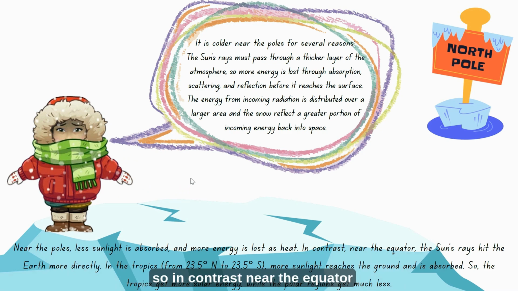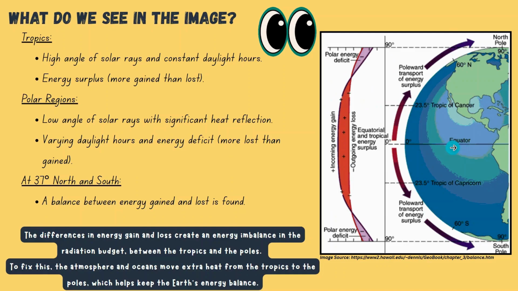In contrast, near the equator, the sun's rays hit the earth more directly, and also at the tropics. More sunlight reaches the ground and is absorbed. So your tropics and the equator get more solar energy, while your polar regions get less.